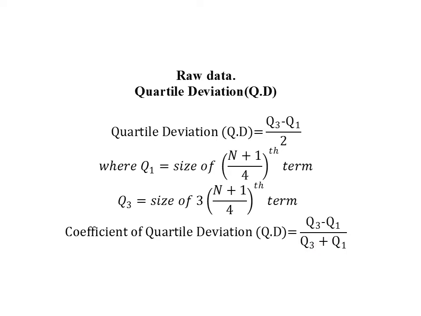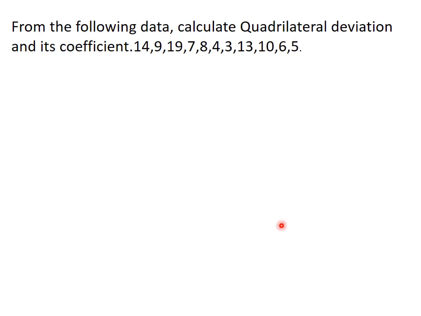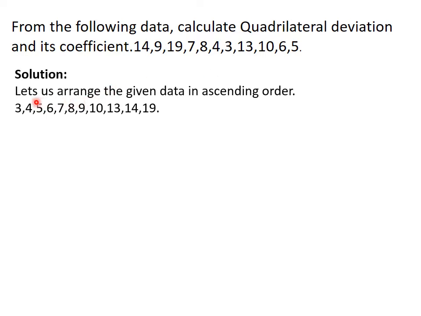Yes, now we will discuss one problem in this model. From the following data, calculate Quartile Deviation and its coefficient. Here the data are: 14, 9, 19, 7, 8, 4, 3, 13, 10, 6, 5. For finding Quartile Deviation, first we have to arrange the data either in ascending or descending order. Now let us arrange the given data in ascending order, that is small to big number. Now I have arranged all of these.